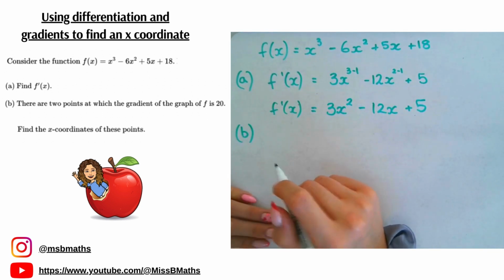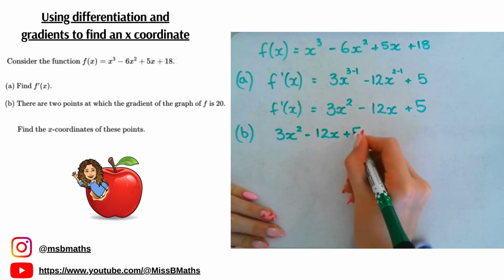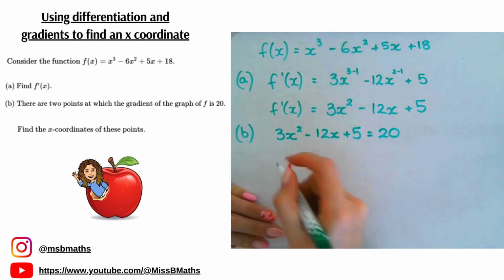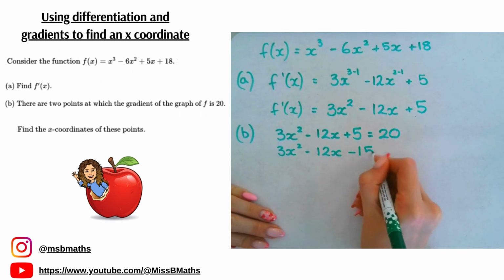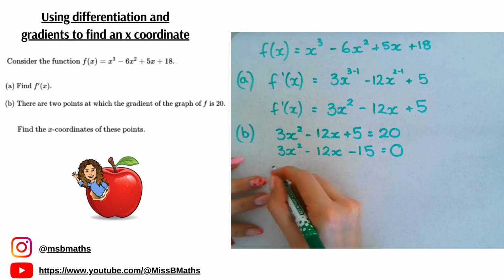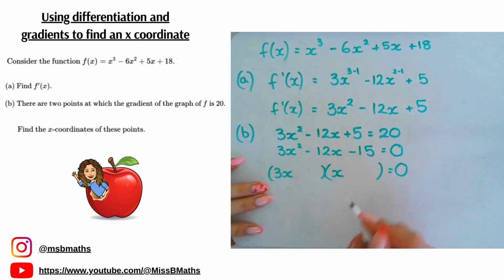Now to find the points on our curve where the gradient is equal to 20, we use the derivative we just found and we set it equal to 20. Thus, hopefully you will spot we can solve this as a quadratic. So subtract 20 from both sides, and then we need to factorize accordingly.